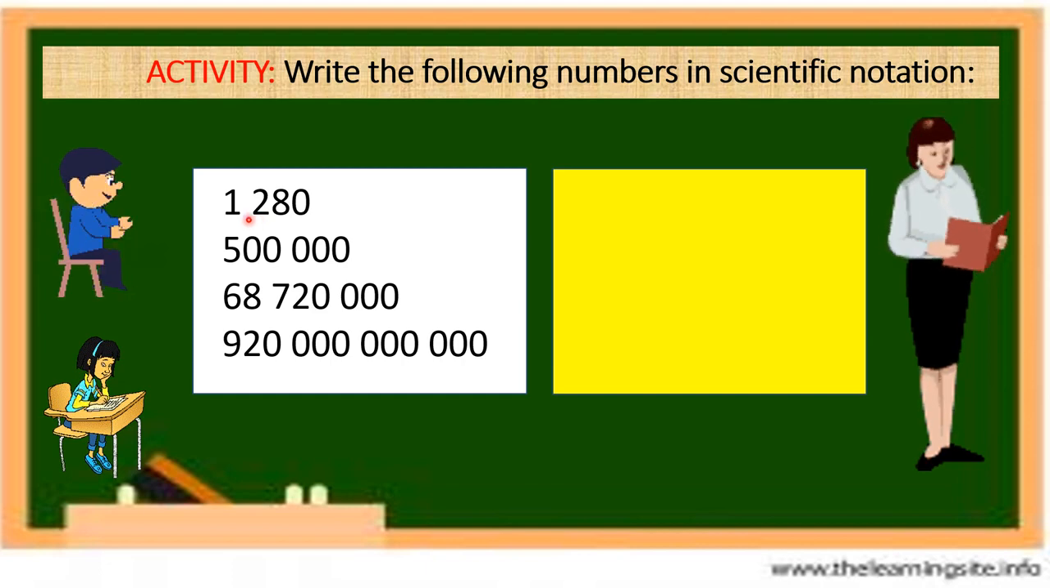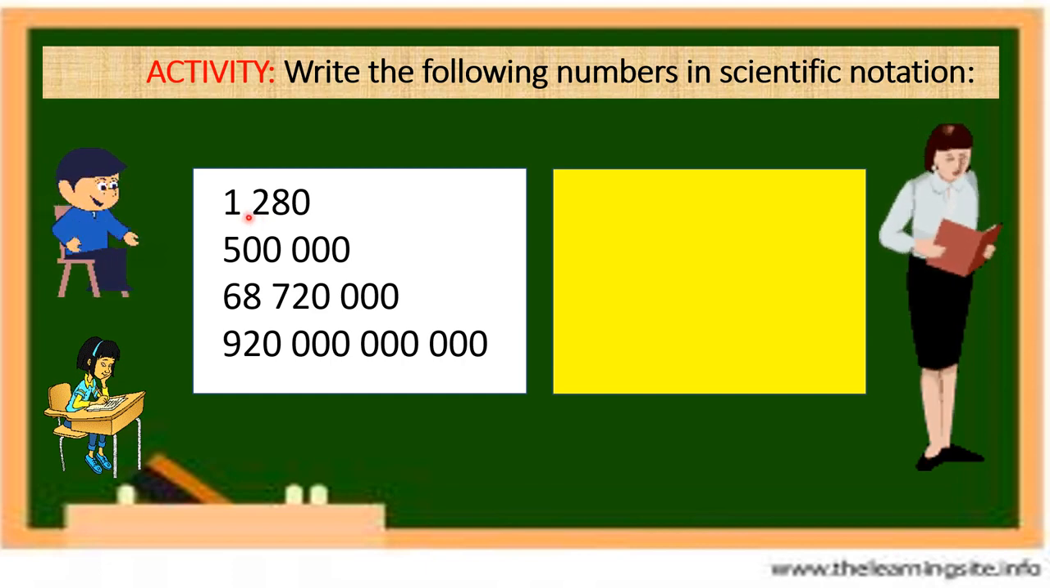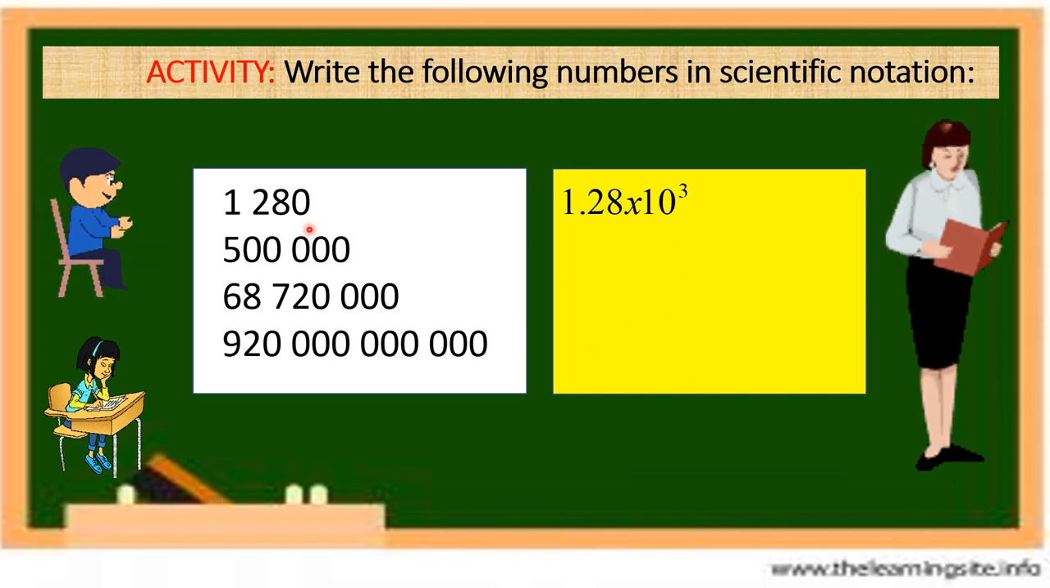1,280. The decimal point is between 1 and 2, and we count the number of digits to the right. So we have 1, 2, 3. The answer is 1.28 times 10 cubed.